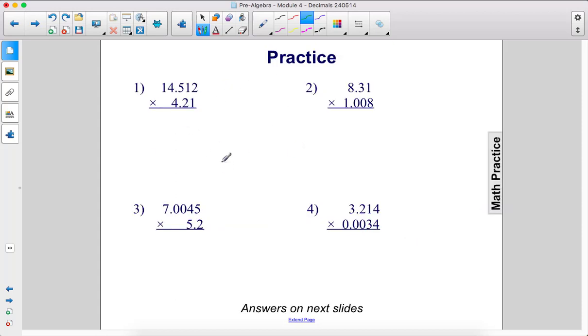Let's do some practice problems. All right, here we're going to start with the 1. 1 times 2 is 2. 1 times 1 is 1. 1 times 5 is 5. 1 times 4 is 4. 1 times 1 is 1. Put a 0. Keep going.